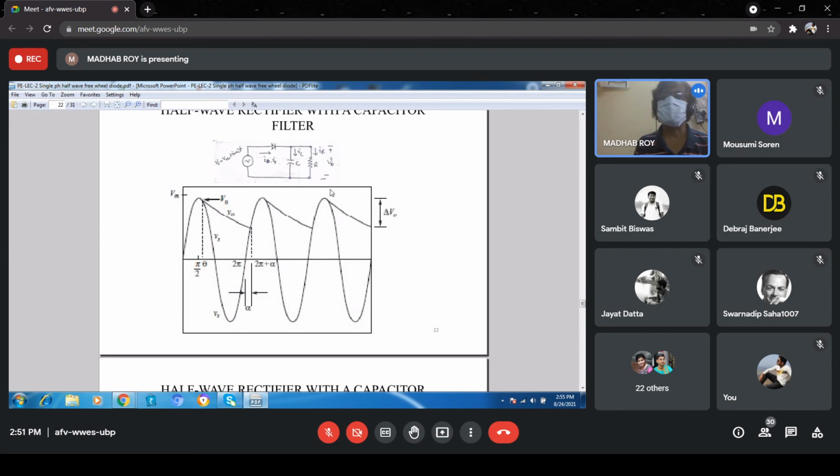Now you see the graph finally coming. What is the voltage profile of this load? The voltage profile of this load is coming like this. This is the voltage profile. So got it? What is this fantastic voltage profile?